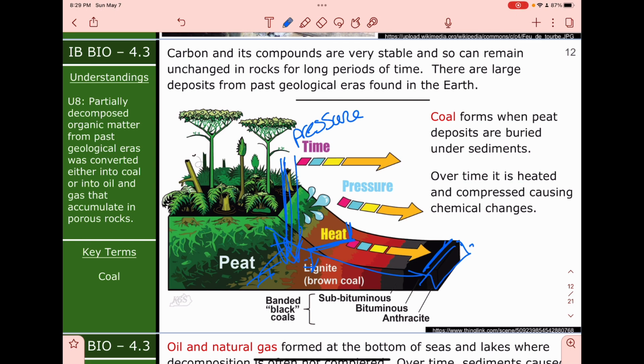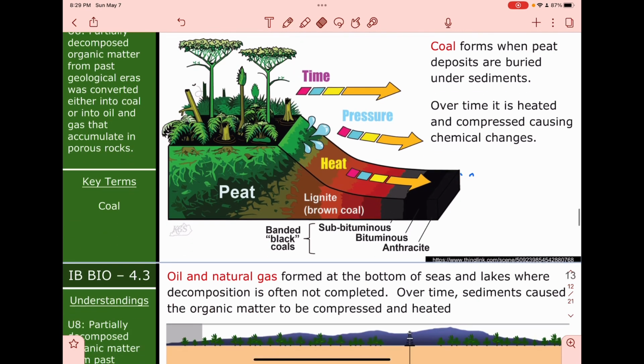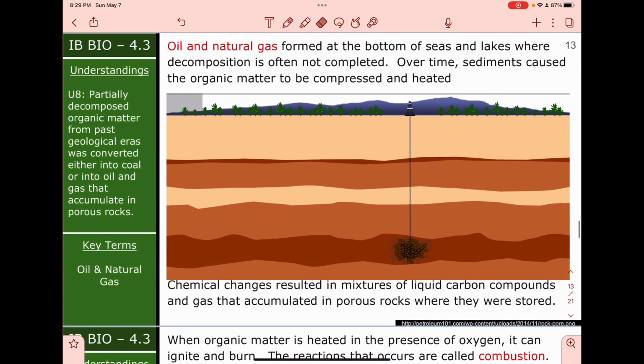But you have these bands, and this is the process of peat becoming hardened or lignited to end up becoming coal. And so that happens with pressure and time. So pressure is creating the heat, and all of that pressure over a period of time is going to take your peat, partially decomposed organic matter, and turn it into solid coal. Okay, it's similar to, but not equal to, oil and natural gas that you find in seabeds and lakes.